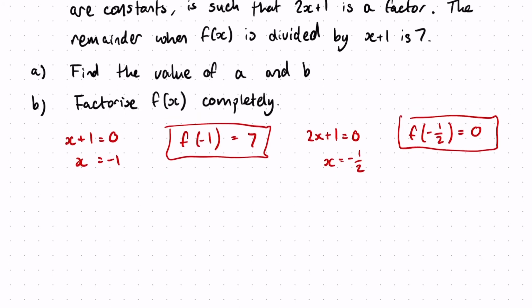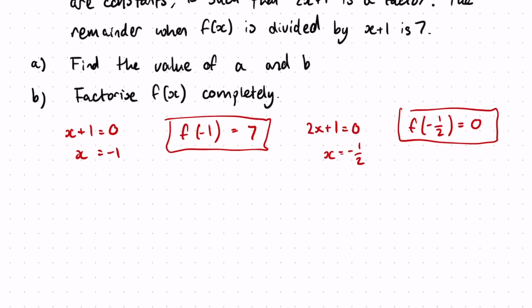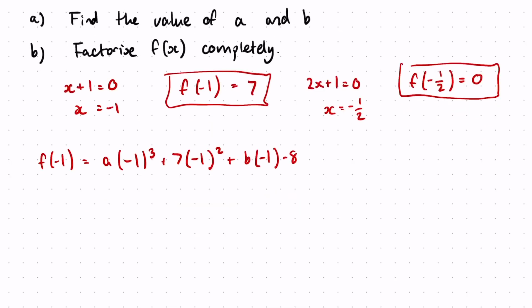So let's start off with minus 1 into the function. If I look at f of minus 1 and I do minus 1 cubed plus 7 lots of minus 1 squared plus b lots of minus 1 minus 8, that should give me the answer 7, which is going to be equal to minus a plus 7 minus b minus 8, which when rearranged becomes 8 is equal to minus a minus b, or minus 8 is equal to positive a plus b.